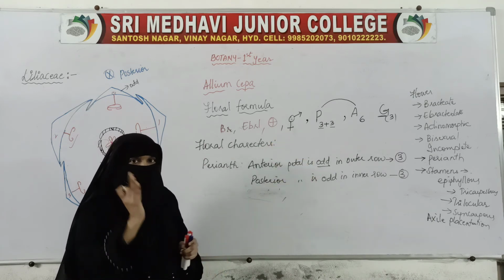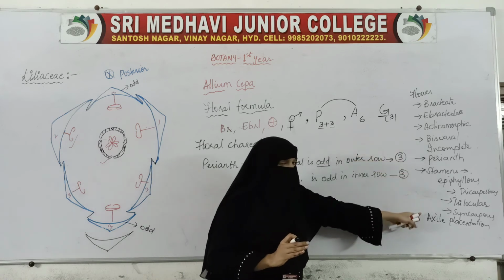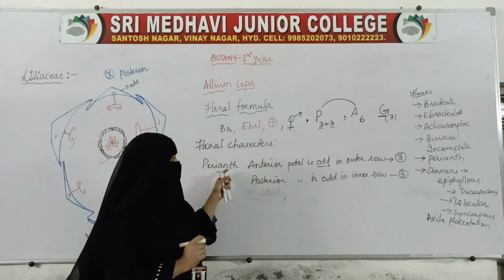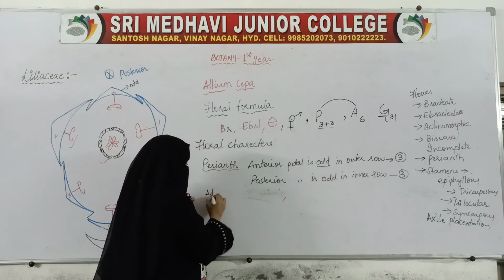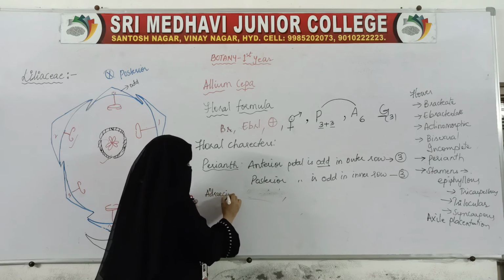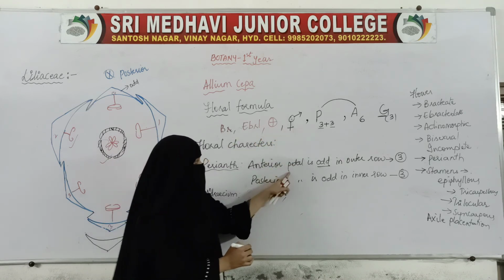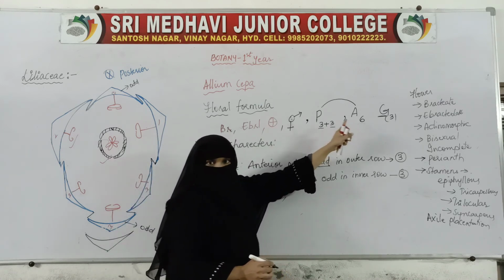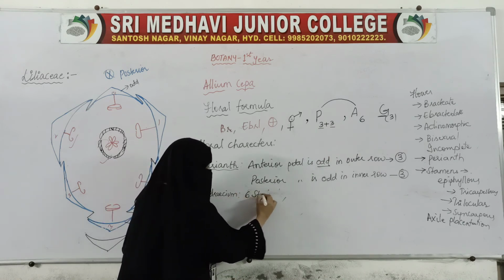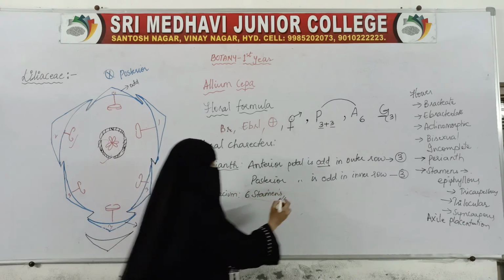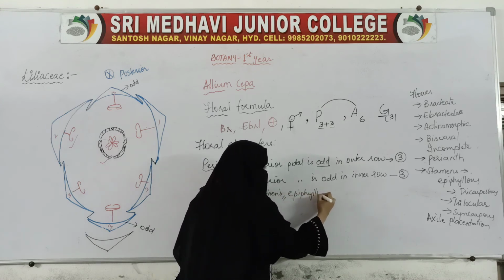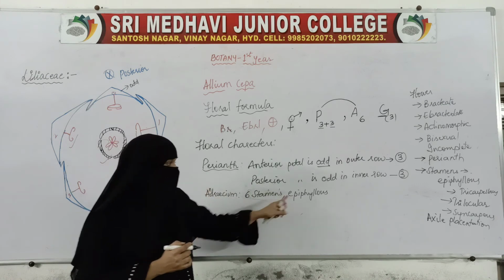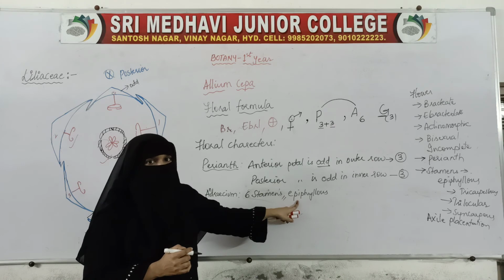Now, this was all about the flower. In general, if we write about the flower, we will be writing about these things. But if we describe the flower in detail, the first part will be the perianth, then perianth will be followed by androecium. This is perianth, we have already written. Perianth will be followed by androecium. So 6 stamens are present, and stamens are epiphyllous, that is, stamens are attached to the perianth.